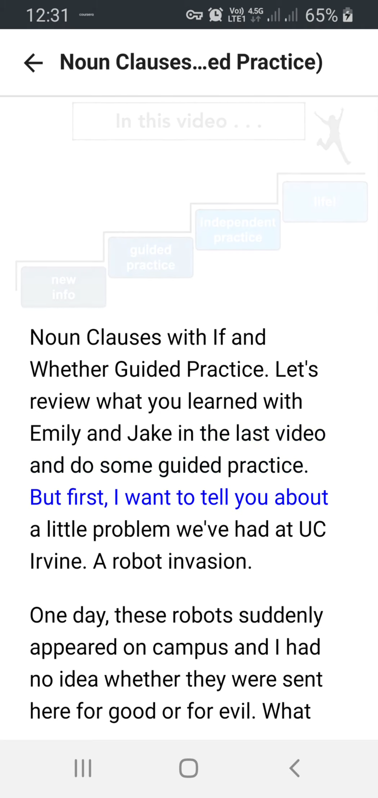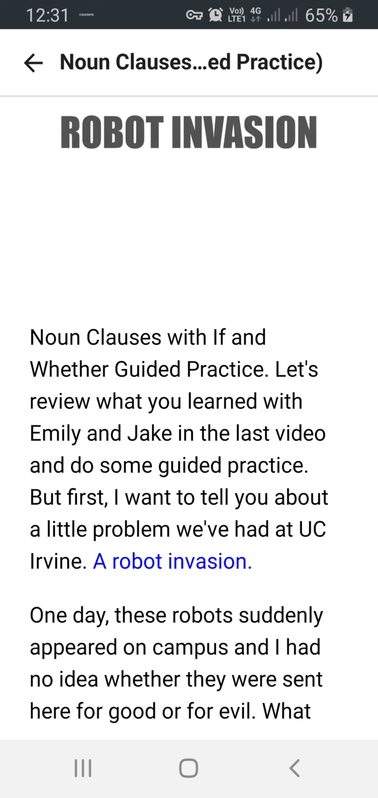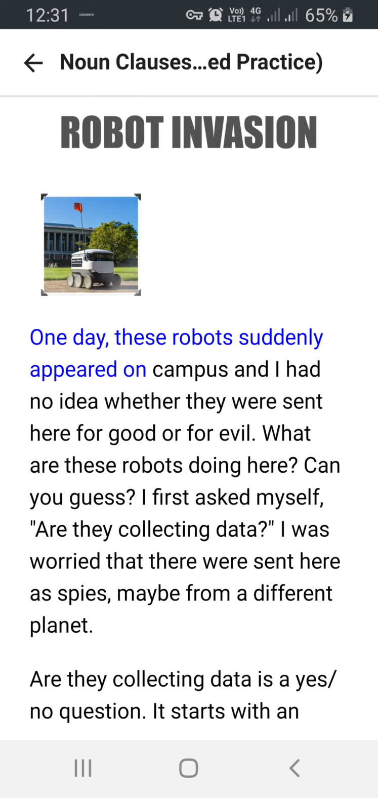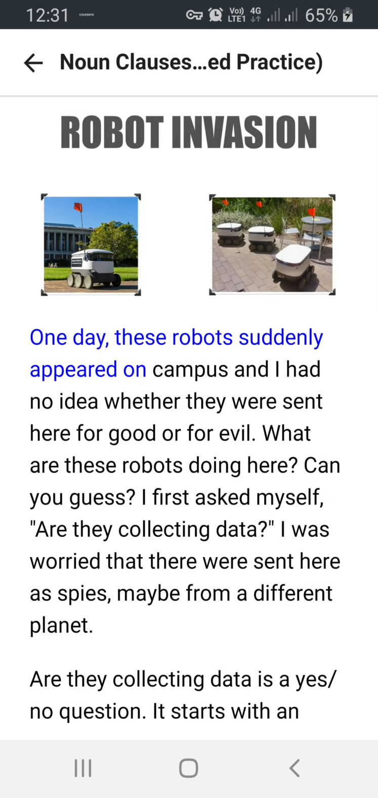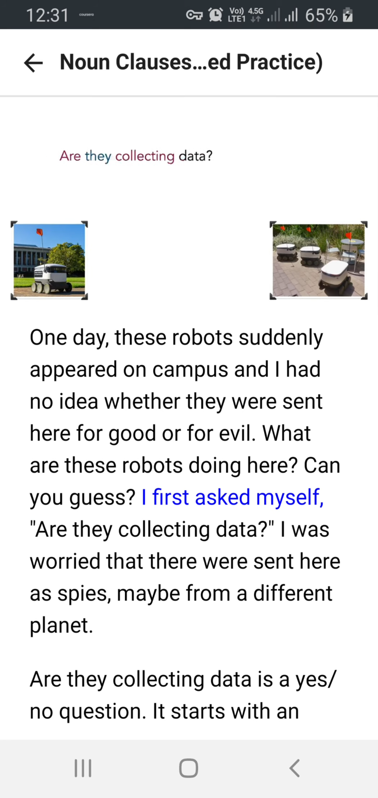But first, I want to tell you about a little problem we've had at UC Irvine. A robot invasion. One day, these robots suddenly appeared on campus, and I had no idea whether they were sent here for good or for evil. What are these robots doing here? Can you guess? I first asked myself, are they collecting data? I was worried that they were sent here as spies, maybe from a different planet.